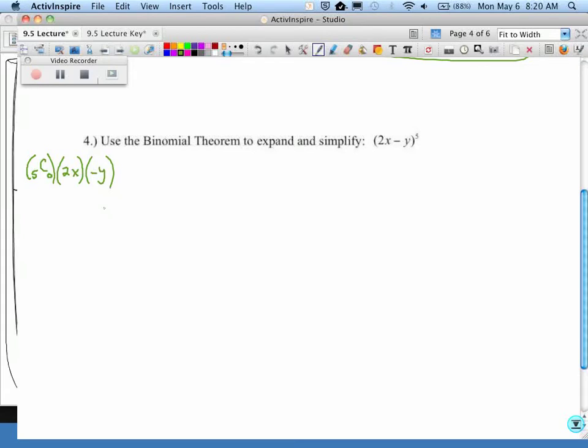Now notice I'm putting those 2 exponents on the outside of the parentheses, because there may be times where we work with problems where the stuff inside the binomial also has exponents. And that can get a little bit confusing. So 5C0, 2x to the 5th, negative y to the 0. Ready?